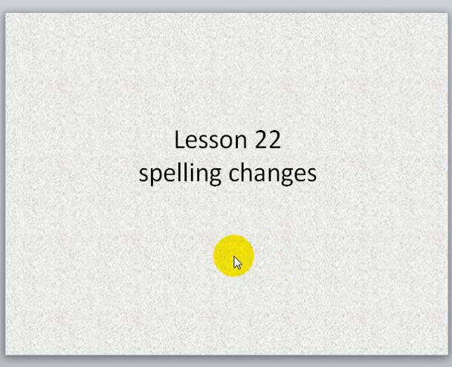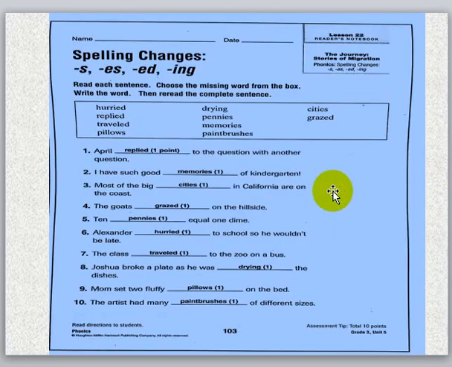In the name of Allah, the most gracious and the most merciful, we'll start our lesson 22, spelling changes. Okay, we'll open page 103. The title says spelling changes: S-E-S and E-D and I-N-G.